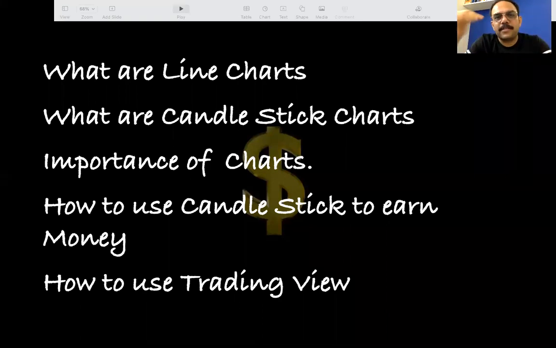Like I had mentioned on Sunday, I took the technical analysis very briefly and I said we'll be covering it in detail, because there are around 20 topics which we need to cover to understand technical analysis. So, shall we start? We will be doing what are line charts, what are candlestick charts, importance of charts, how to use candlestick charts to earn money, and how to use TradingView. We'll try to cover as much as possible till 10 o'clock. If something is left out, we'll take it up in the next webinar.